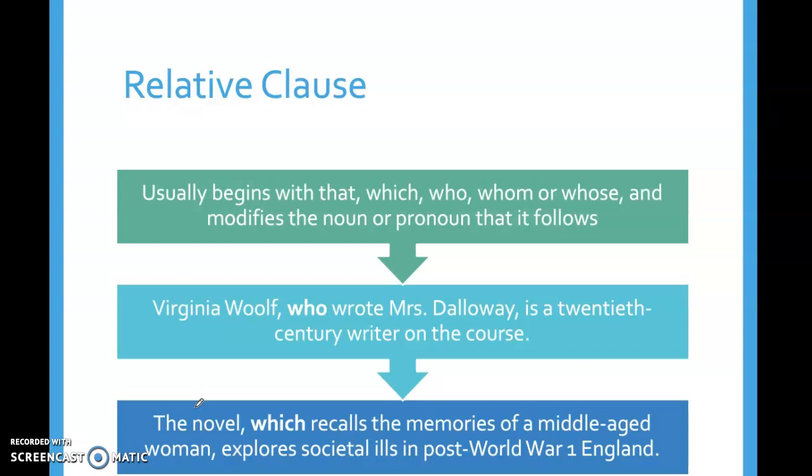Relative clauses are also parts of sentences that rely on independent clauses. Relative clauses usually begin with that, which, who, whom, or whose, and it will modify the noun that it follows. You'll see these usually after names. For example, Virginia Woolf, comma, who wrote Mrs. Dalloway, is a 20th century writer on the course. The novel, comma, which recalls the memories of a middle-aged woman, explores societal ills in post-World War I England. All of these are relative, and they're dependent on the action of an independent clause.